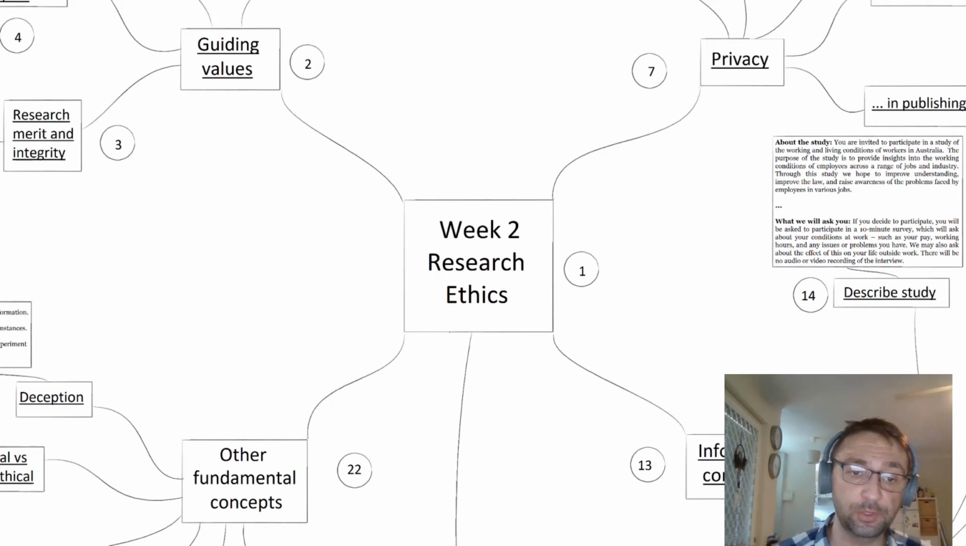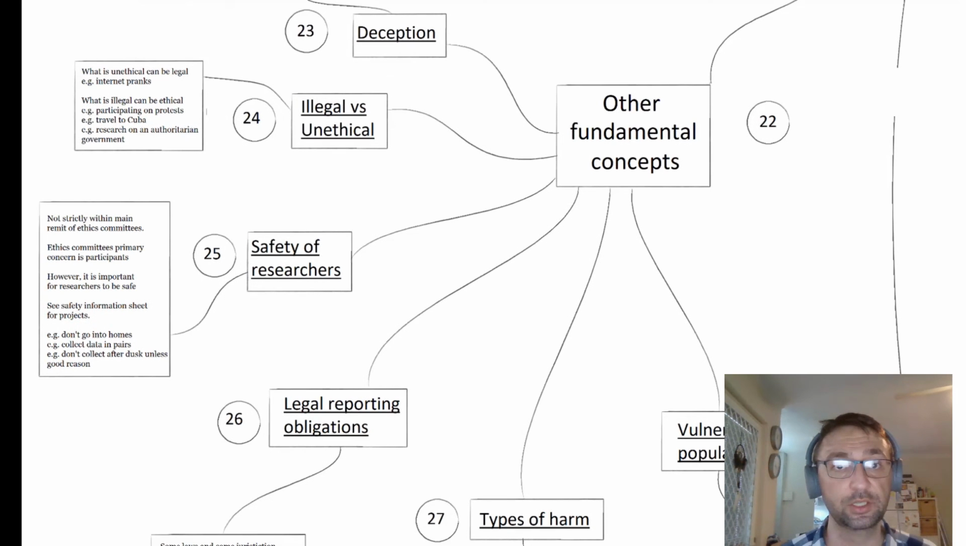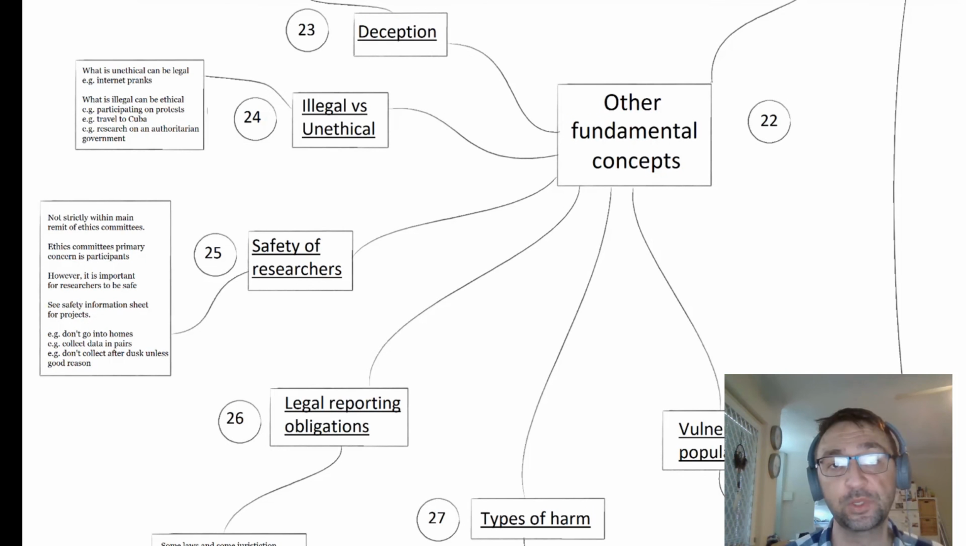Moving on to the fourth topic, which I've just called other fundamental concepts. It's basically miscellaneous stuff. So we're on slide 22, and we're going to go through the issue of deception, illegal and unethical, which are very different concepts, some basic issues around safety of researchers, legal reporting obligations, the types of harm, so you're aware of the types of harm that you could do to people as a researcher, and also how we deal with vulnerable populations and what the main vulnerable populations are.